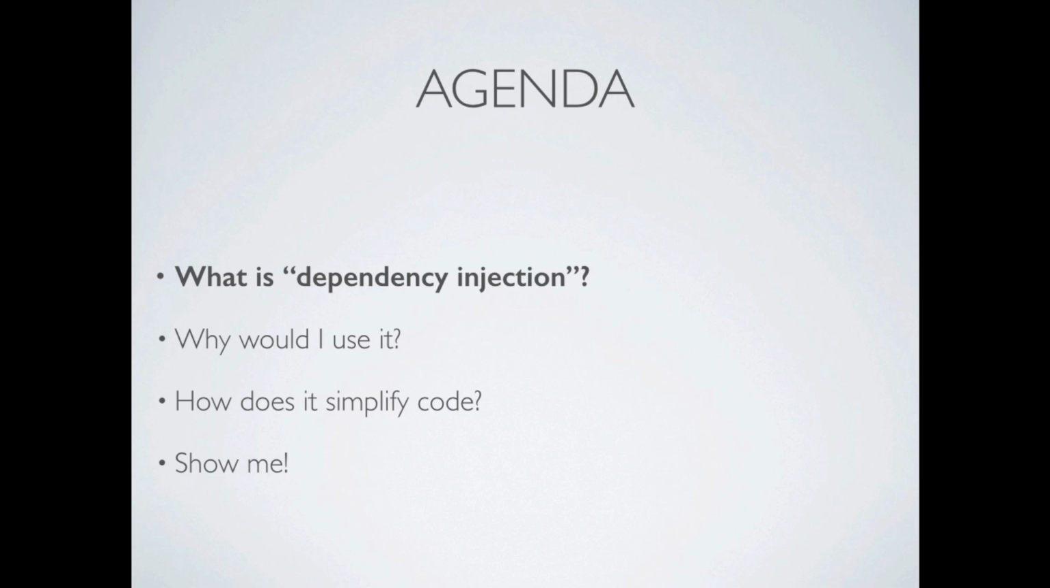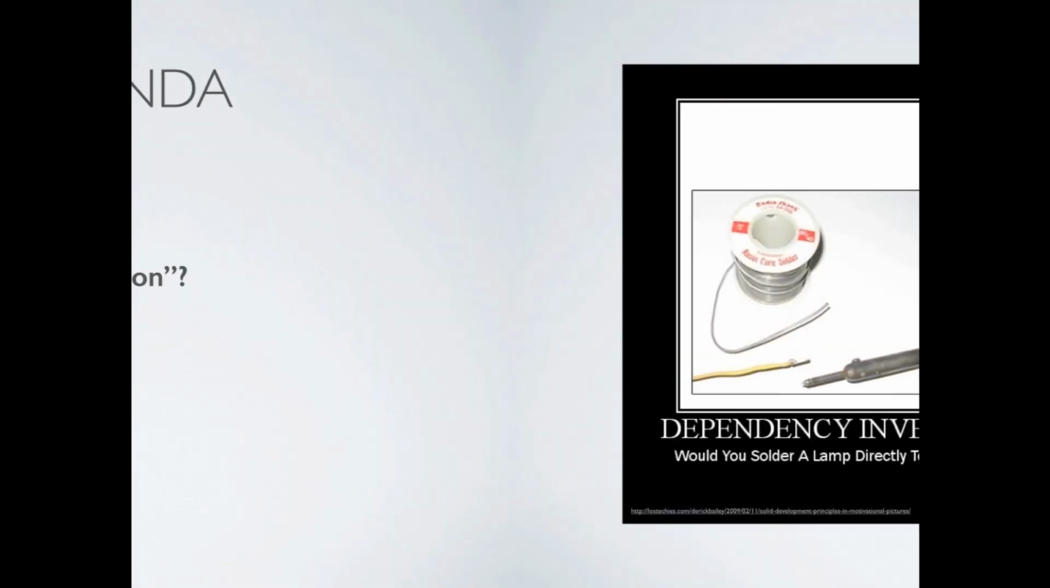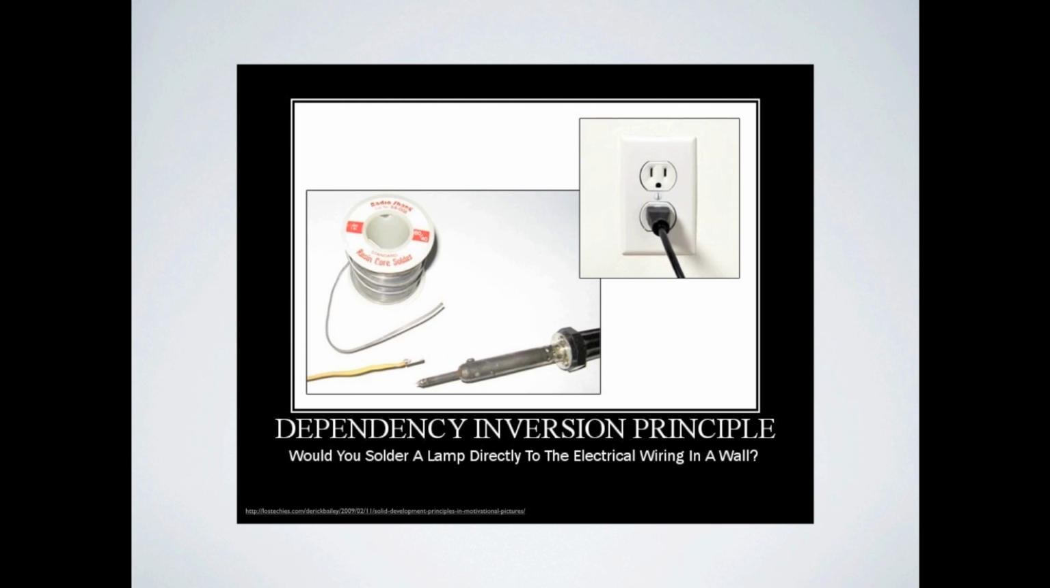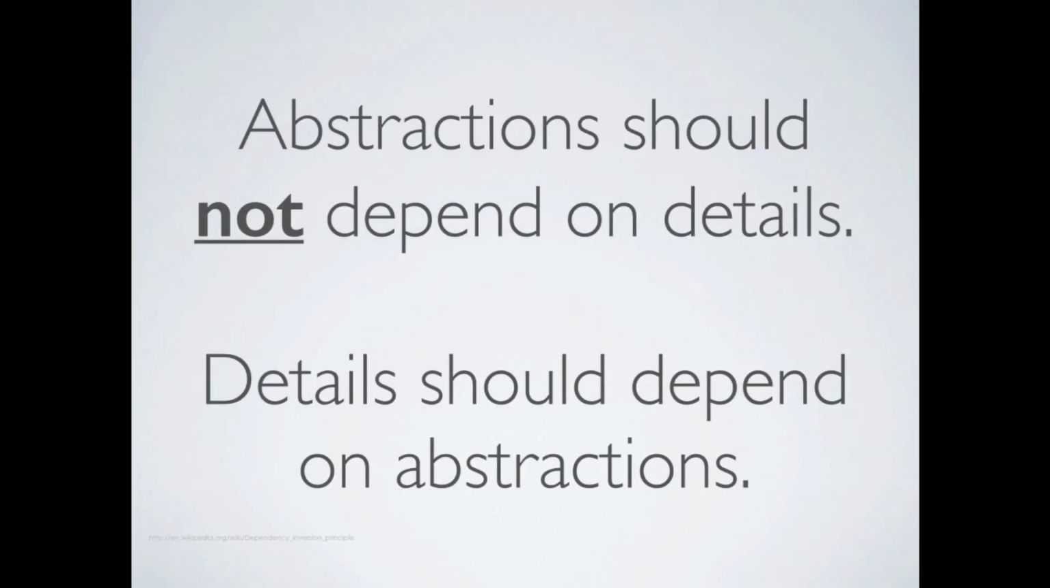What is dependency injection? At its simplest, it's an implementation of the dependency inversion principle. This is one of Robert Martin's 5 solid principles of object-oriented design, and it basically requires that any dependency an object has should be provided to that object instead of internally created within that object. It essentially states that abstractions should not depend on details.